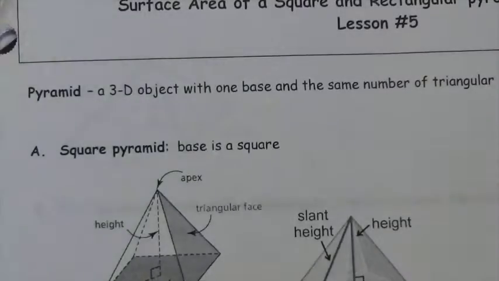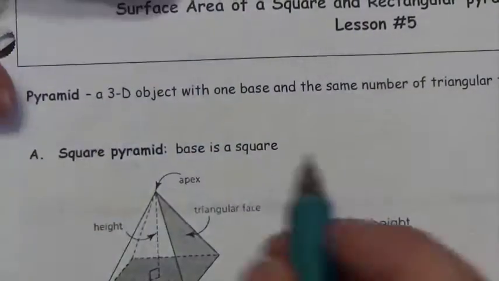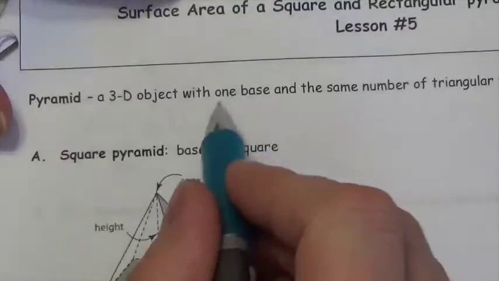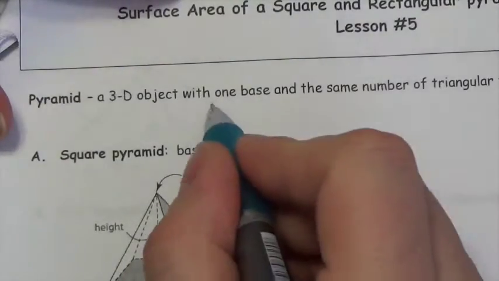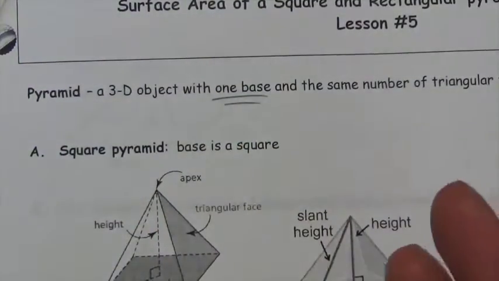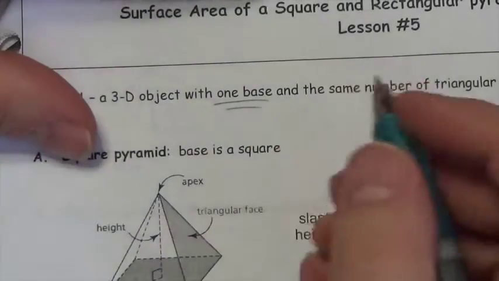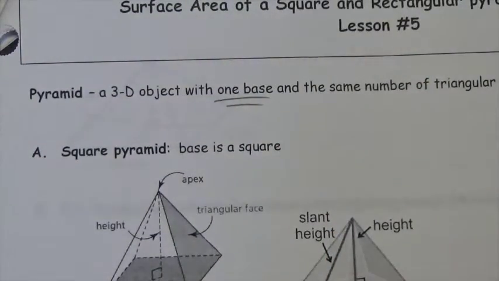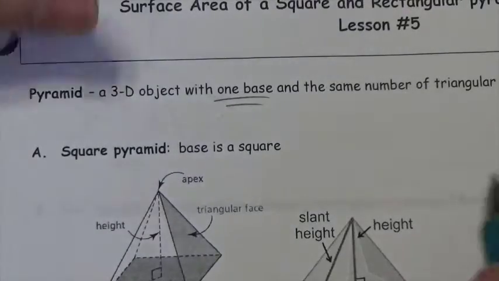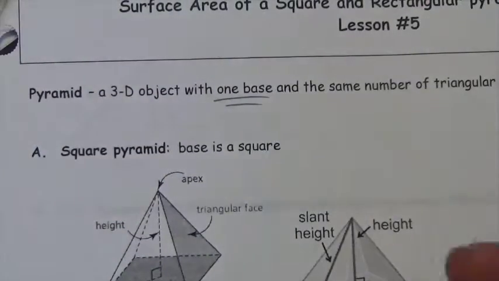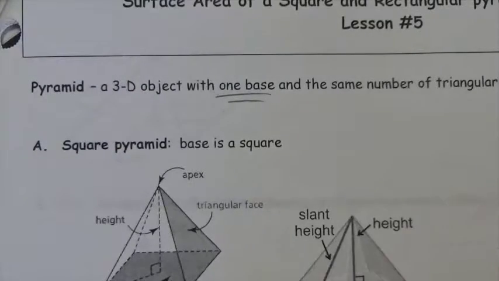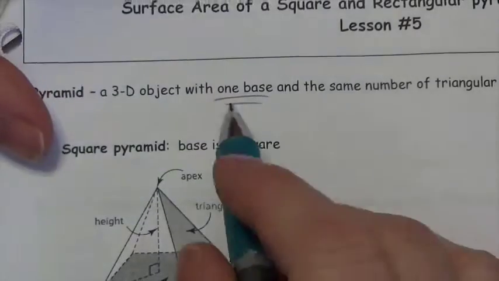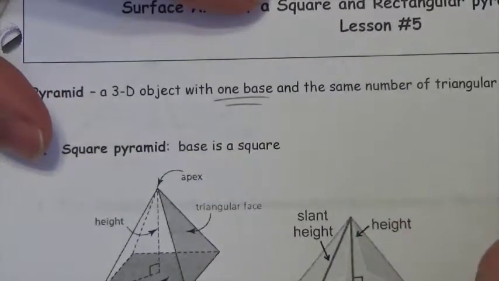So to begin in this lesson, let's start with the definition of a pyramid. It's a three-dimensional object with a base, and the base is going to be some sort of shape. For our purposes in this course, it's going to be a nice regular shape, like a square, a triangle, a rectangle, a hexagon, whatever, with the same number of triangular faces as there are sides.